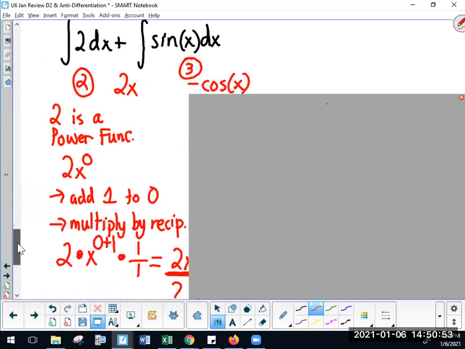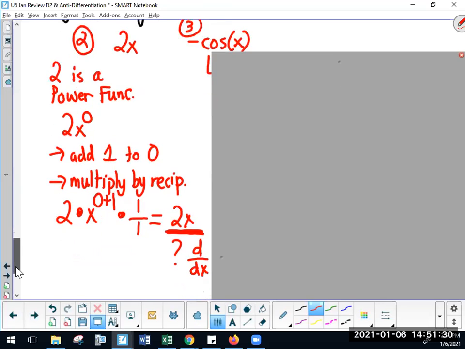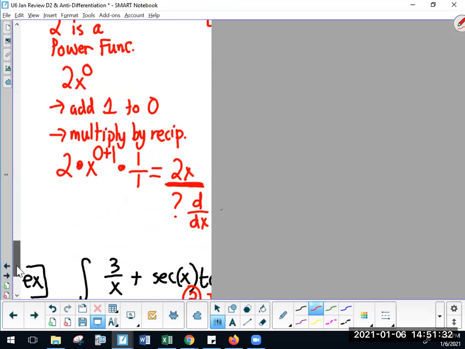It is a power function because 2 is 2x to the 0 power. If you think about this as 2x to the 0 power, that's a power function of the power 0. It's not a power function of the power -1, so it's not a natural log. So I add 1 to 0, and I multiply by the reciprocal. Looks like this. So it's 2 times x to the 0, 0 plus 1 is 1. Reciprocal of 1 is 1. So 2x. You can always check this, of course, by differentiating 2x.